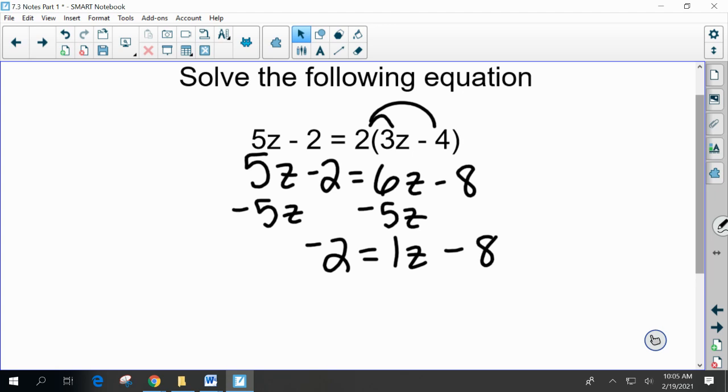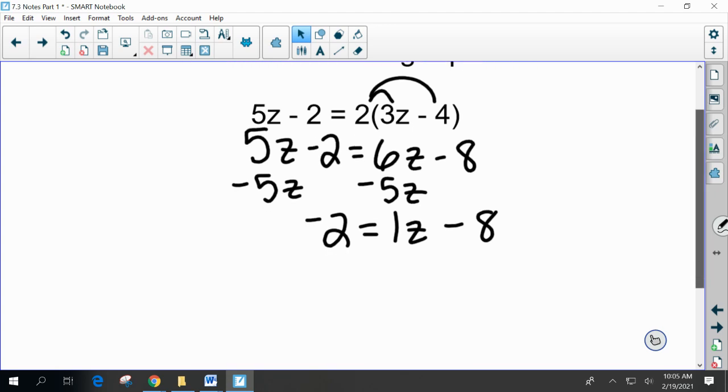Okay, so now I'm going to leave z alone where it is. And I need to move the 8. How would I move the 8? Add 8 to both sides. So I would end up with 6 equals z. This is kind of easy.